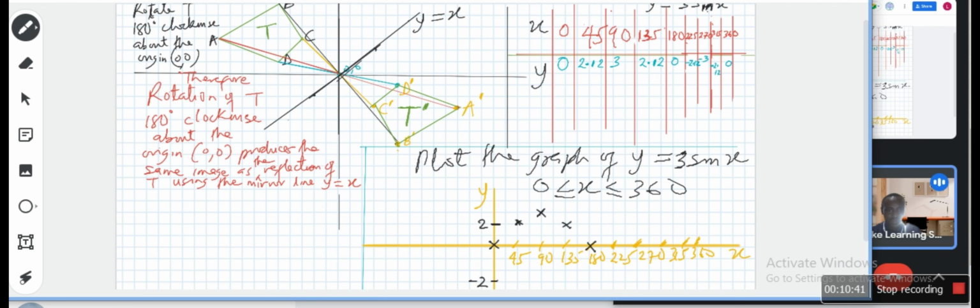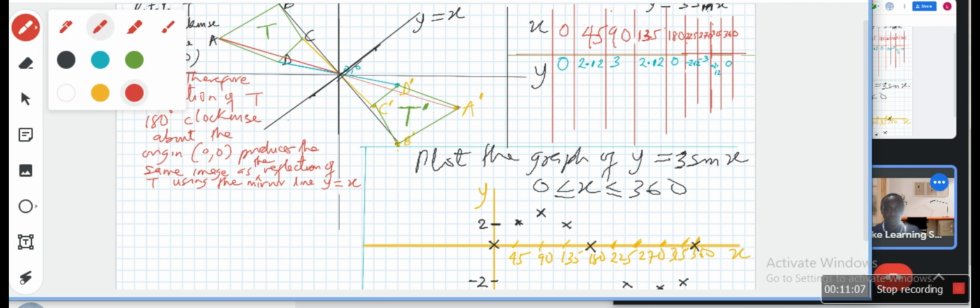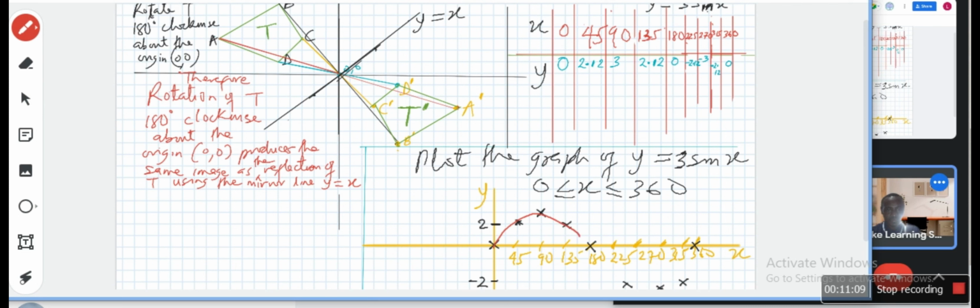225, minus 2.12 is going back the other way, somewhere here. 270, it comes to minus 3, somewhere here. 315, it is minus 2.12, and then this one 0. You just join the points with a smooth curve. It's just graph plotting, which you already know. So this is the answer.